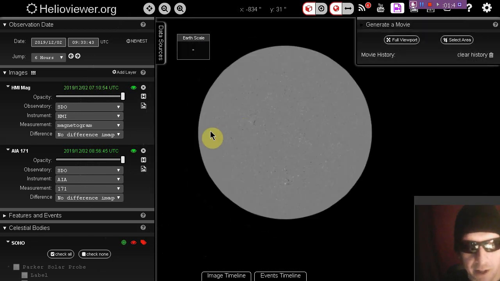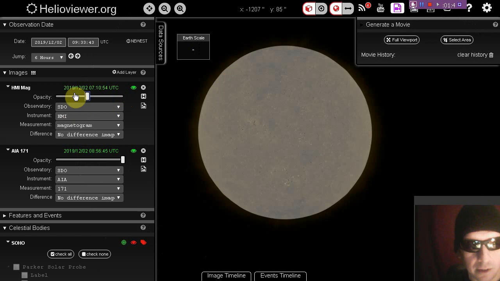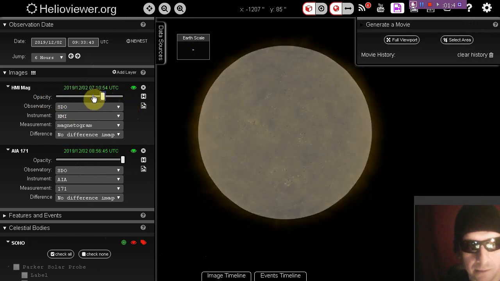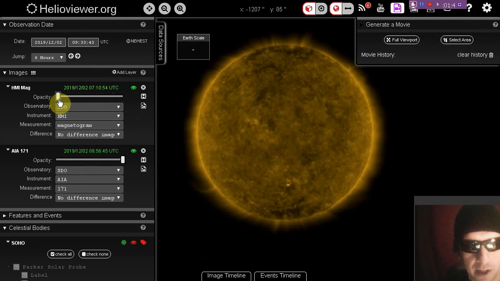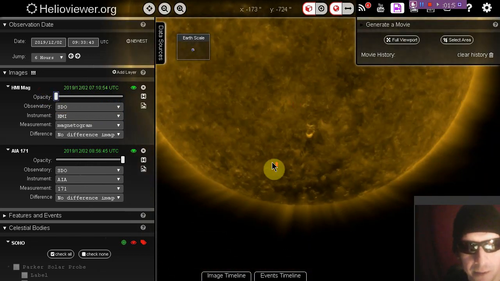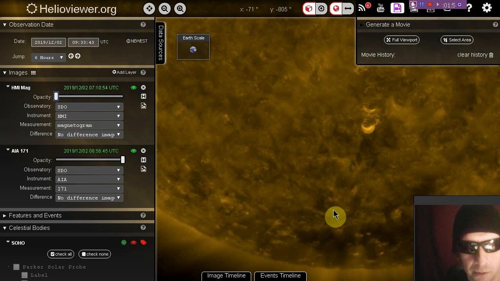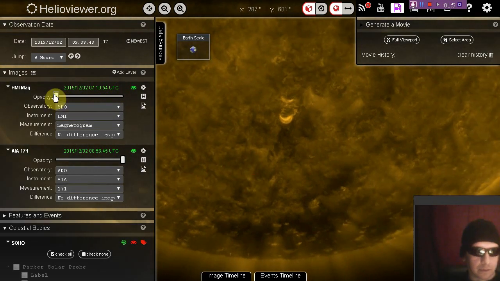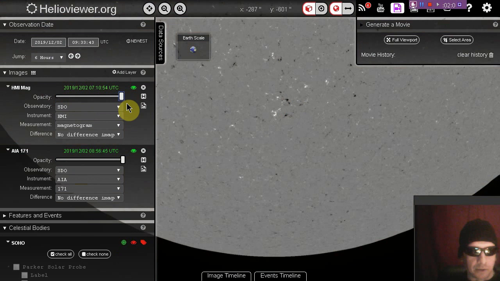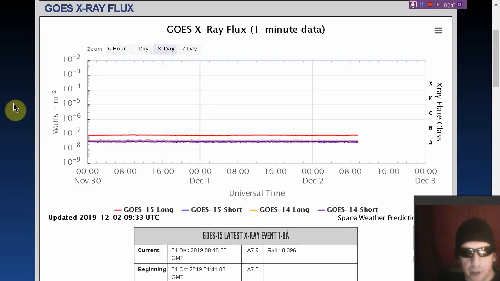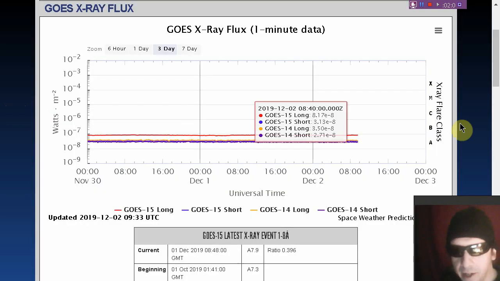Here's a little field analysis in 171 angstroms / magnetogram. Courtesy HelioViewer. And let's zoom in on that spot right there. A little bit of magnetic complexity down there. You can see some looping. And there's a magnetogram fade. HelioViewer.org. And let's look at more data here.